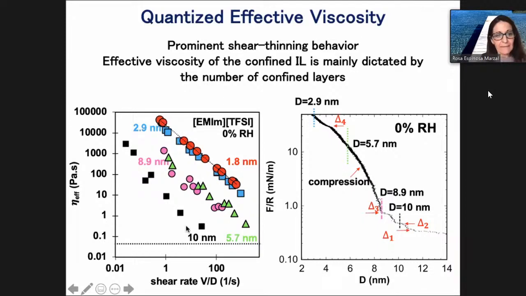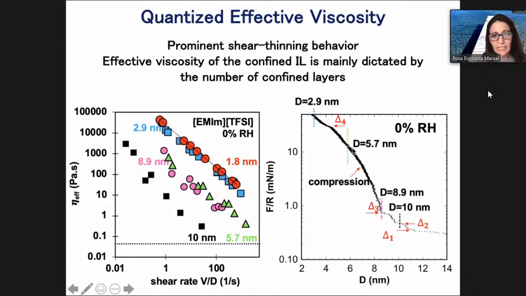Second, we learn the following. Imagine we start with a film thickness of 10 nanometers. This is a force measurement, so somewhere here. And now we squeeze out one layer and get a thickness of around 9 nanometers. In these diagrams, these are the pink results. And you can see that there is a jump of the effective viscosity by more than 1 order of magnitude.